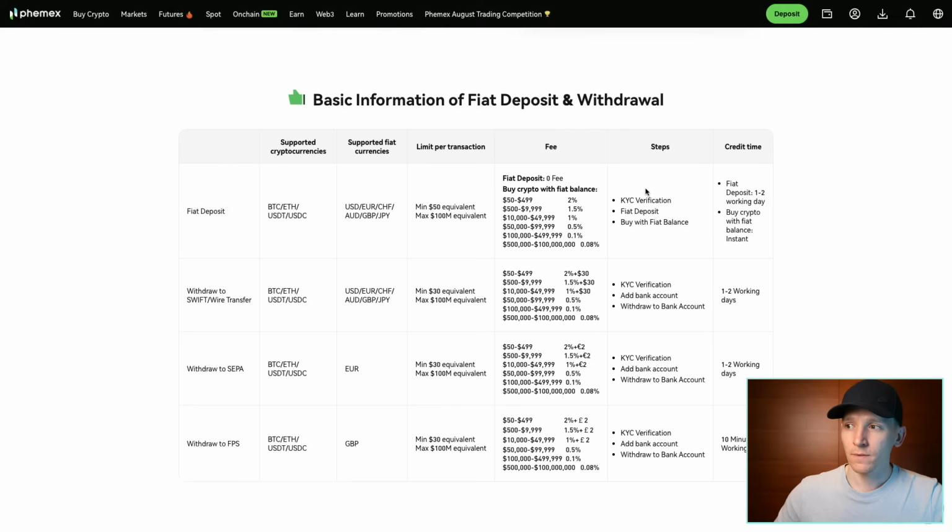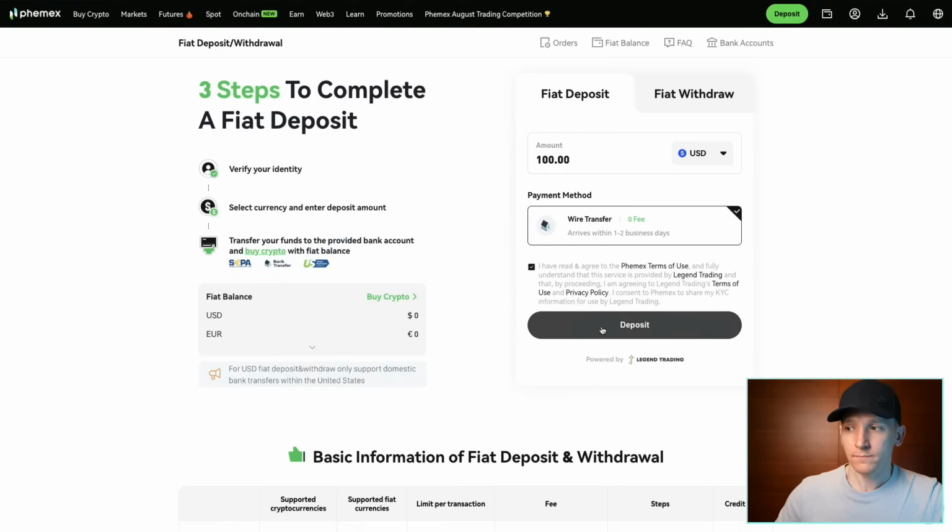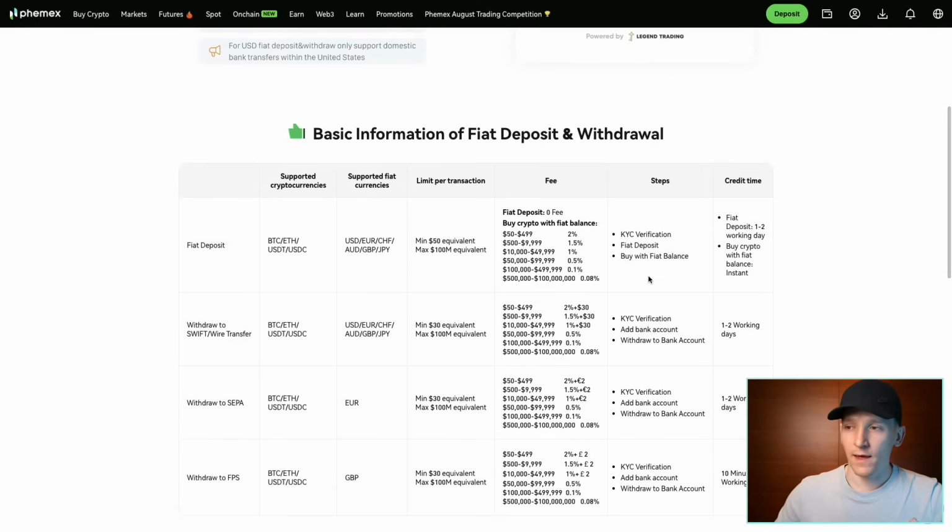Depositing cash in, you have to do your KYC, make a deposit, come up here, press deposit. You will get the bank details that you send a bank transfer to. From there, your bank account will be added. Now, your bank details and name and everything has to be the exact same as the KYC details that you give Phemex in the previous section that you saw in this video. You have to do your KYC there.